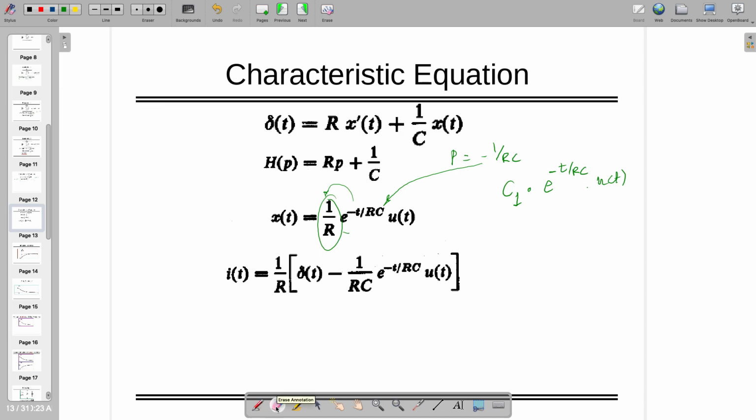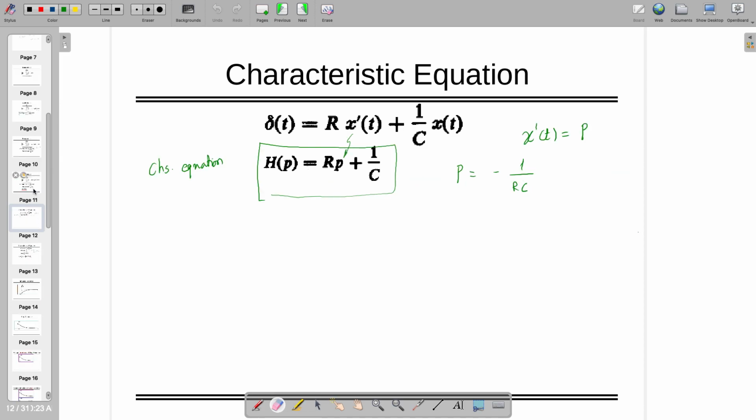Are you following? H of p is the characteristic equation. That's the definition of characteristic equation. So you are making this equation, which is simpler right now. How do you solve a differential equation in your maths?